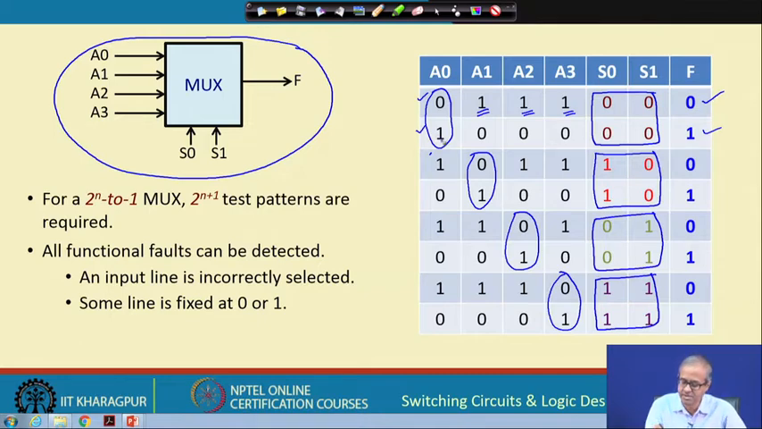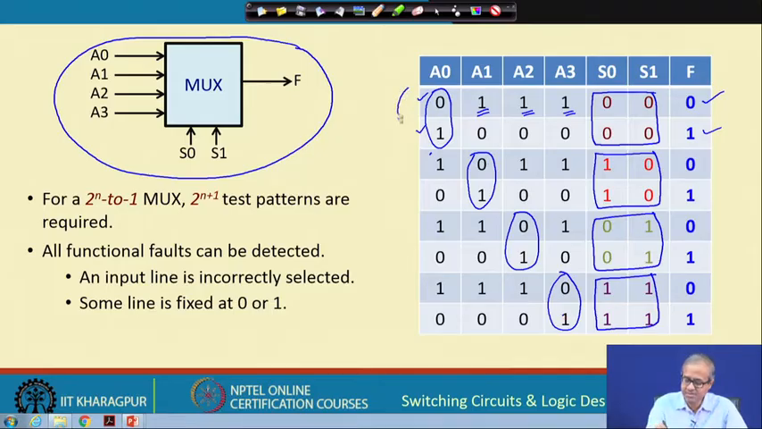Similarly, for A0, when it is 1, then we are applying reverse values in the others. Same thing for the other combinations. For 0 1, this A1 is made 1 and the other inputs are at the reverse value, 1 1 1 or 0 0 0. For 1 0, A2 same, and for 1 1, A3.